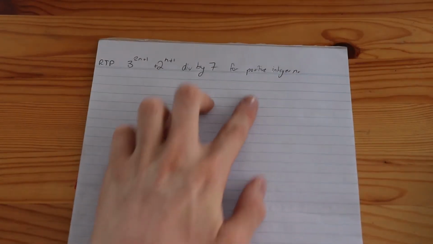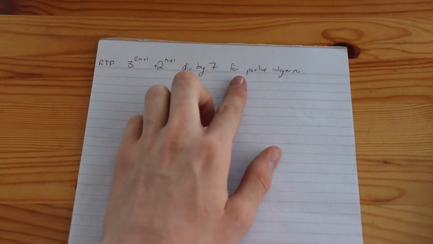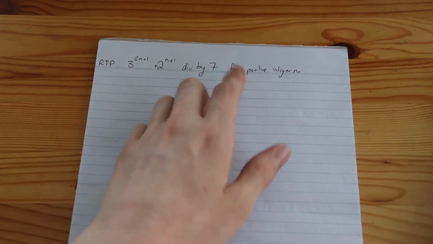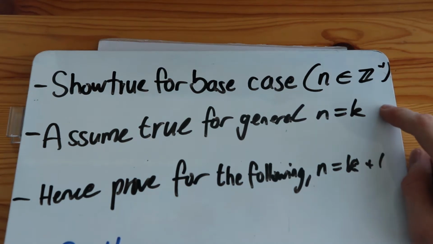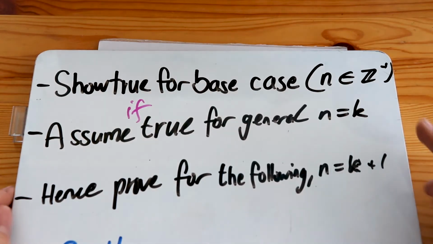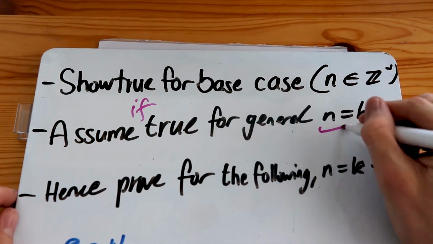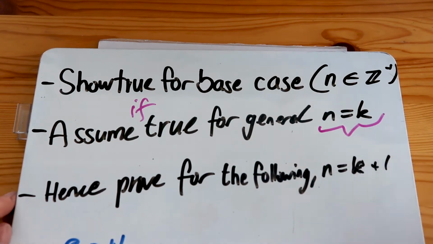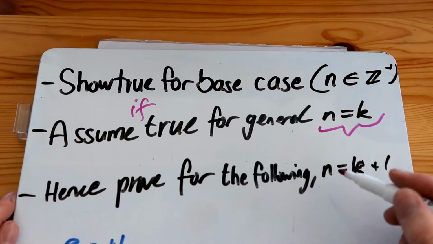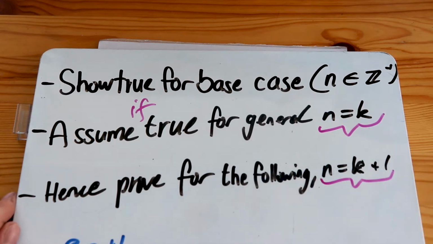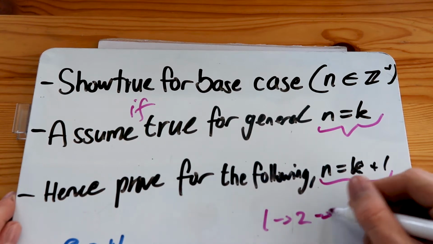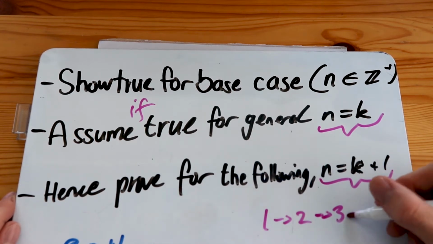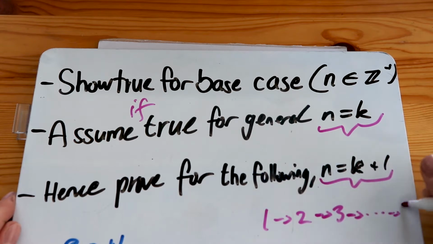So here, we're proving it's true for positive integers n. This means that our first case is going to be n equals 1. So we're going to show that it's true for n equals 1. We'll then assume that if it is true for this term n equals k, then it must be true for the following term n equals k plus 1. So if it's true for 1, then it must be true for 2. And if it's true for 2, then it must be true for 3. And so on and so forth, to prove that it's true for all positive integers, which is what this little symbol means.